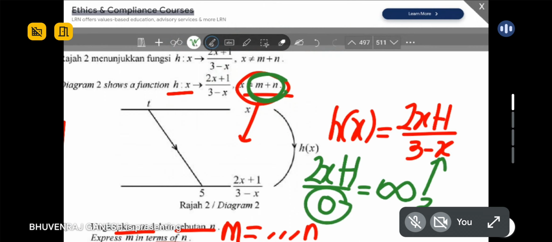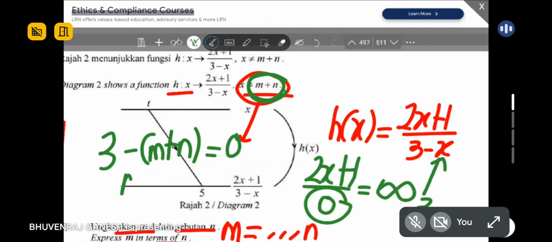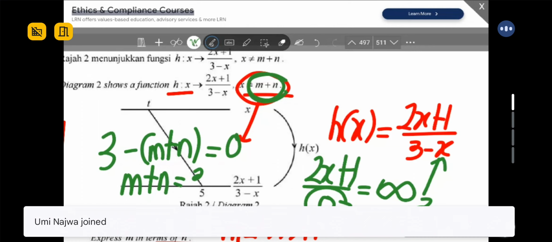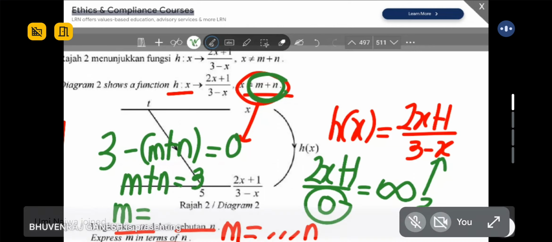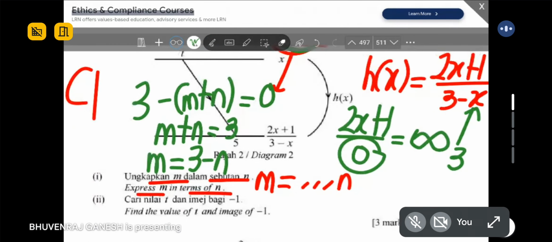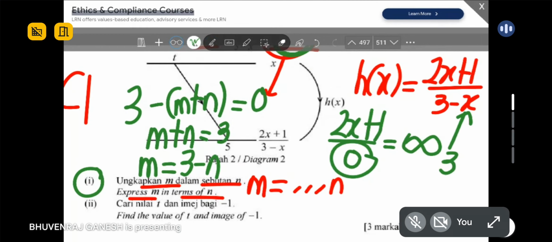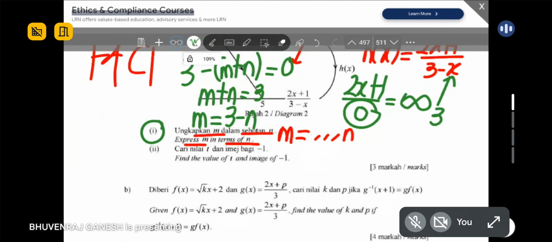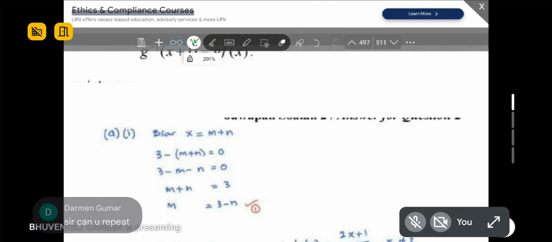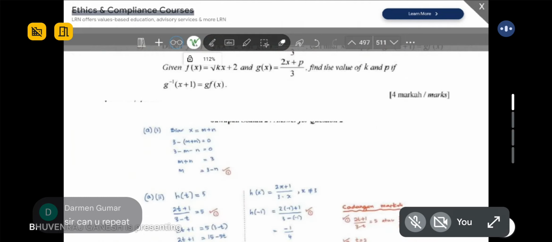So it means that when x equals m plus n, pada nilai ni, you will get a 0. The concept is 3 minus (m plus n), you will actually get 0. So m plus n is equal to 3. So m is equal to 3 minus n. Do you understand, guys, how to solve the question? Dapat for number 1? Number 1 is basically a fact question only. Soalan fakta. You must know that when it equals 0, you will get maths error. Tak ada jawapan. So that's why it's just like this. 1 mark.